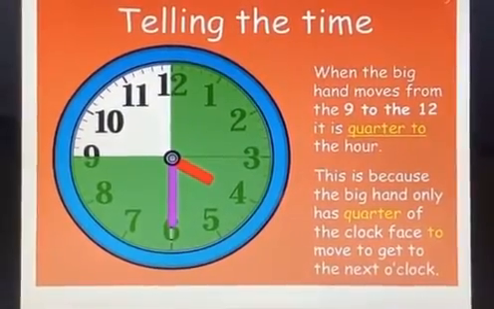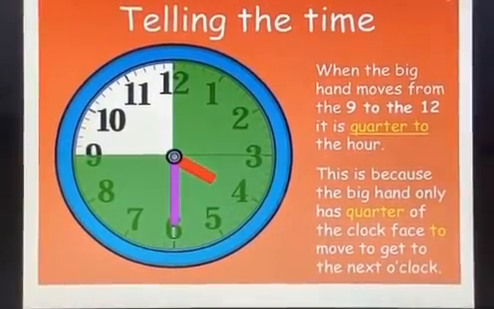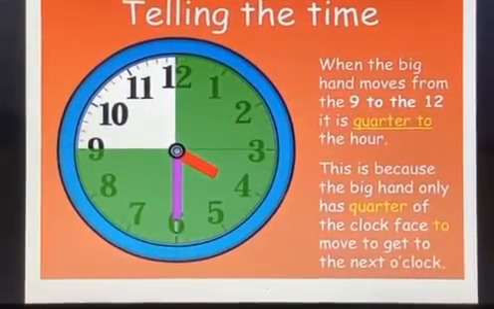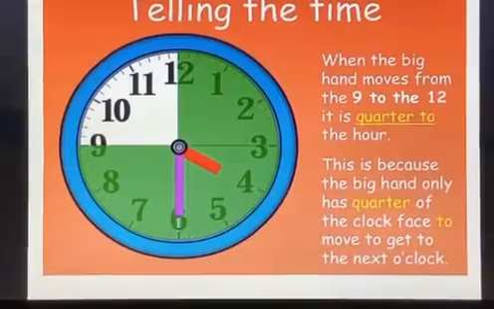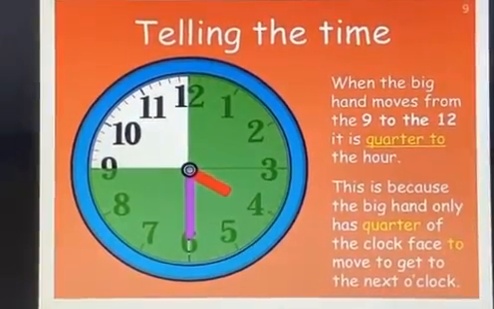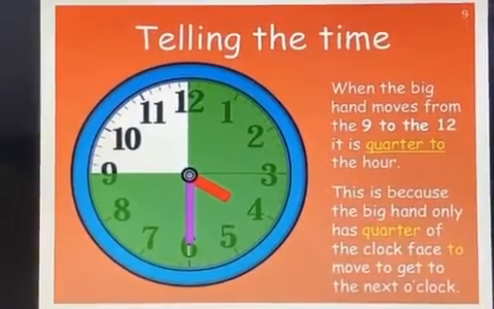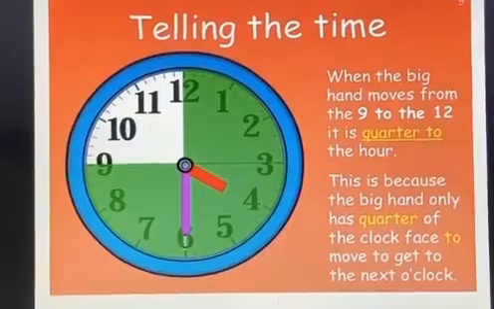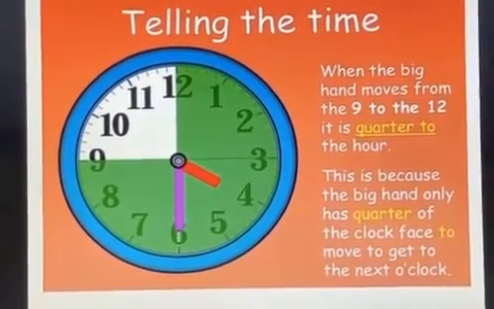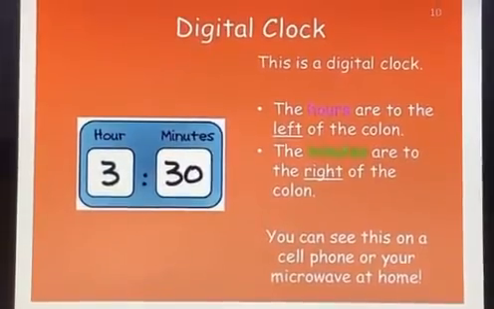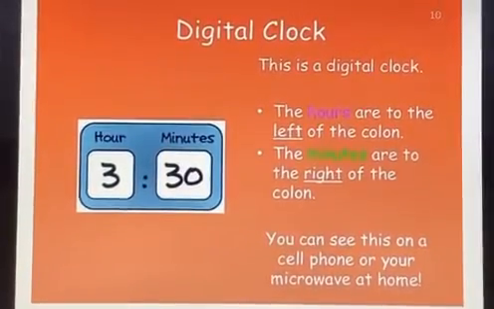When the big hand moves from the 9 to the 12, it is quarter to the hour. This is because the big hand only has quarter of the clock face to move to get to the next o'clock. Now, first we have seen analog clock.